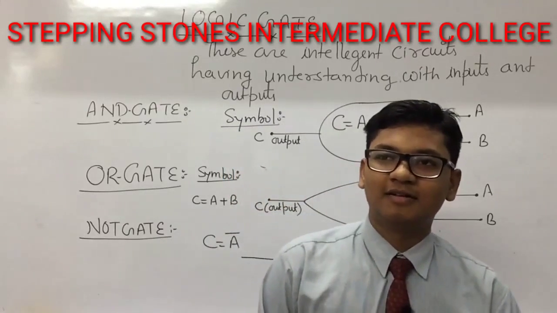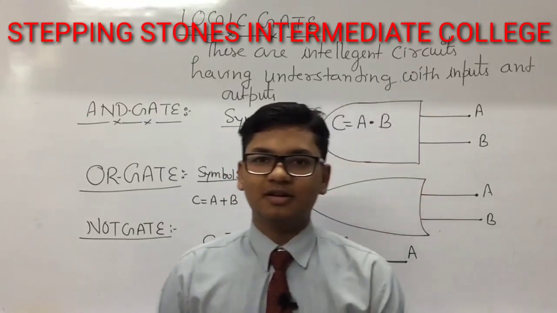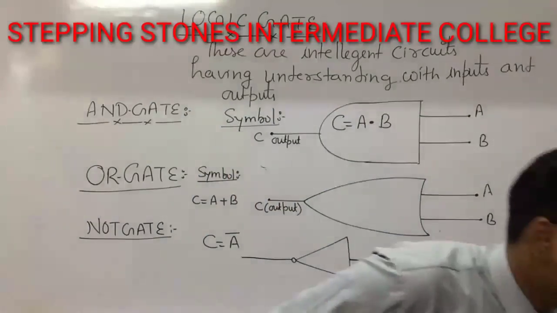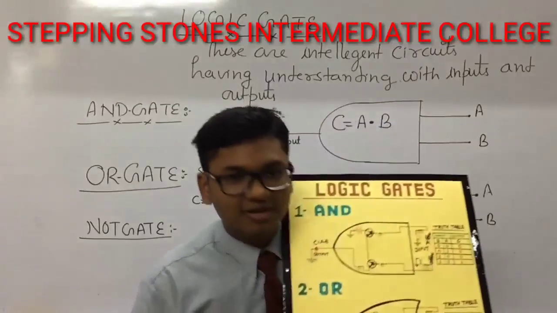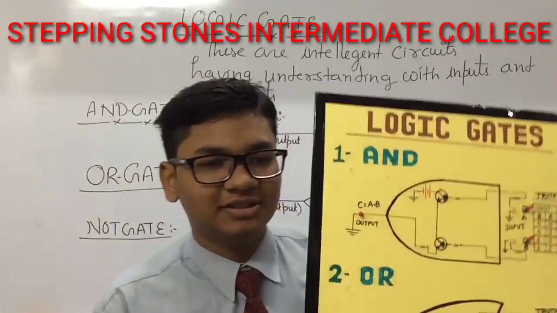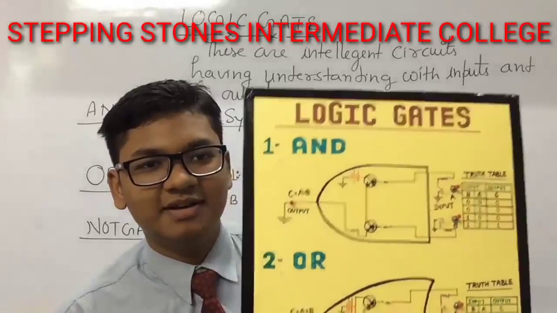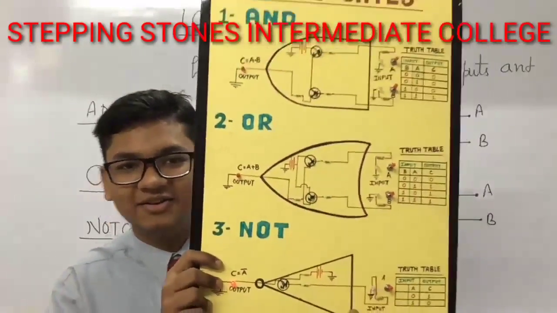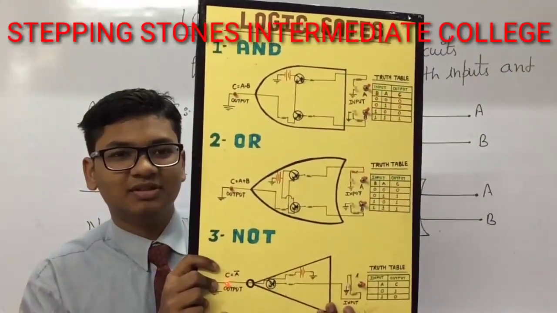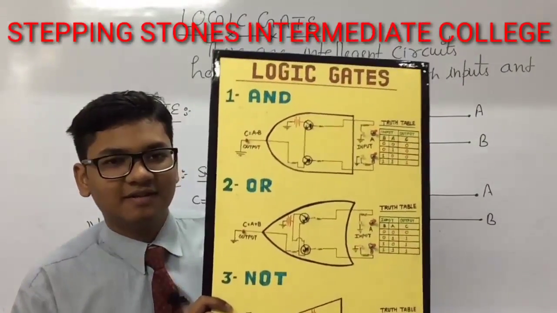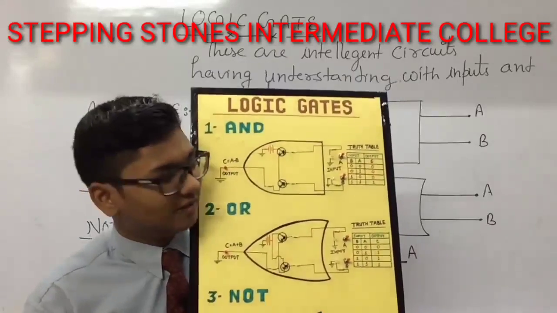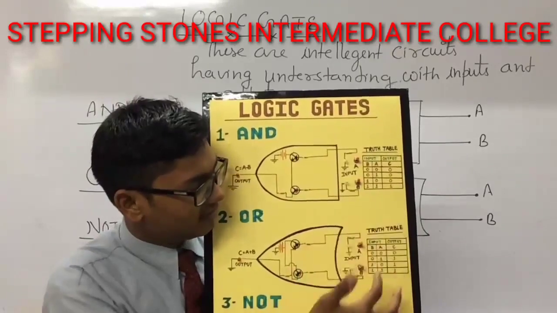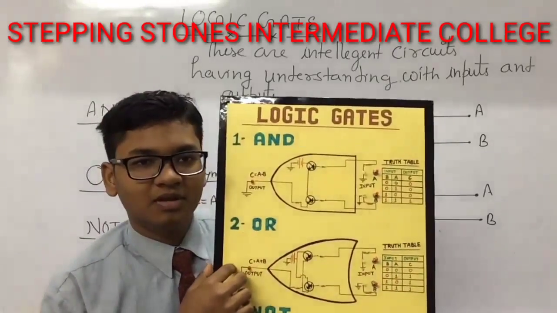I have made a physics project on logic gates. I will show you my project. As you see in this project, I have made three gates. First is AND, second is OR, and third is NOT. In logic gates we have some inputs and some outputs. As you have seen, here these are inputs and there is an output.